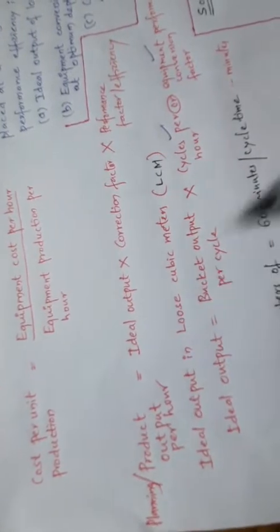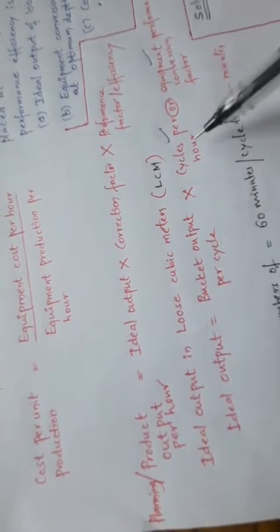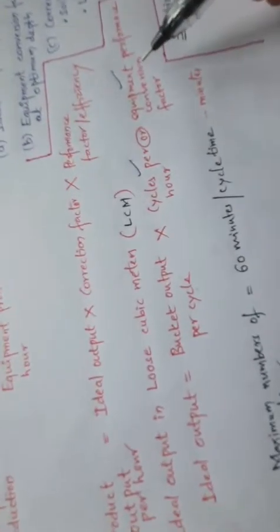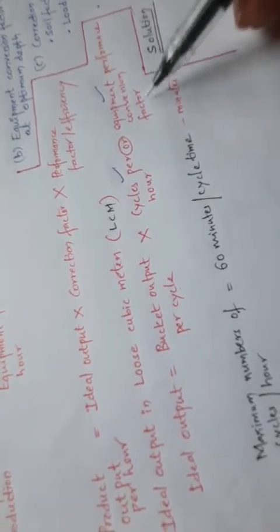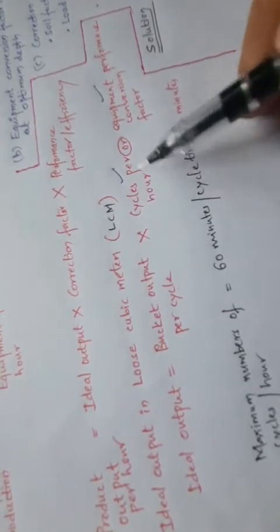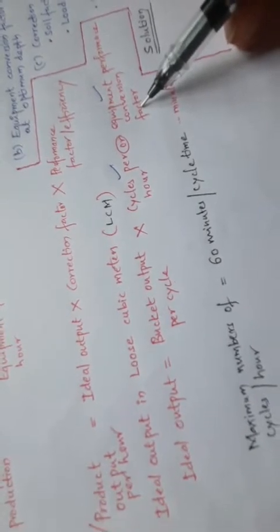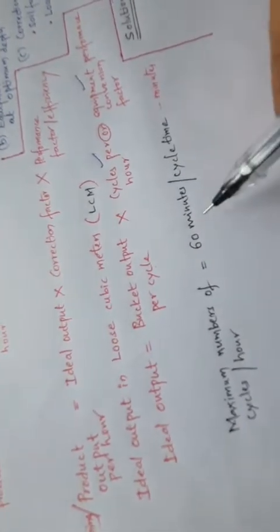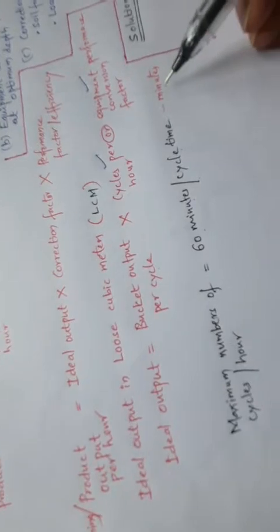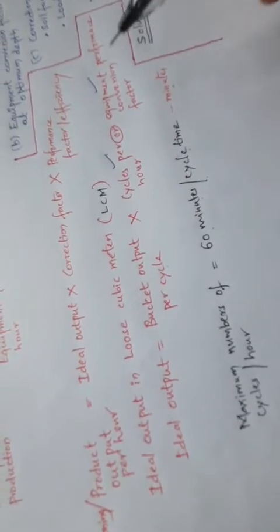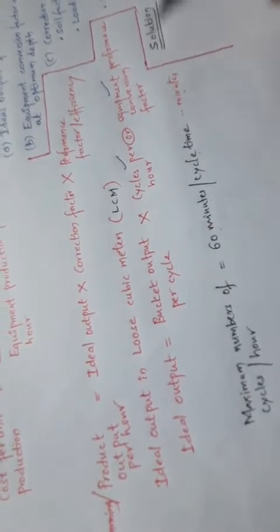So how to find this ideal output? That ideal output can be given by bucket output per cycle into cycles per hour, or you can take the equipment performance conversion factor. You can take any of those. Either you multiply the cycles per hour if given in the problem, or the equipment performance conversion factor. You have to know this. Clear? This cycles per hour is given by 60 minutes per cycle time, where the cycle time is given in minutes. In a majority of the problems, they give the performance conversion factor. Clear? Let us see the problem on this first.